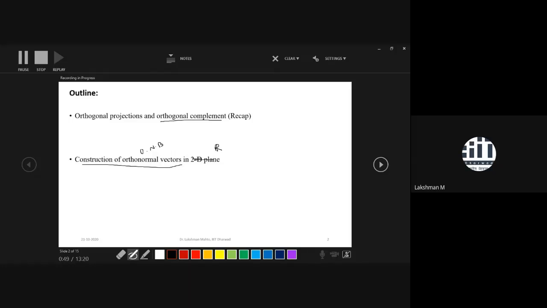In Rn also we can have a variety of subspaces: a one-dimensional line. A line passing through the origin is a subspace, a one-dimensional subspace. A plane is a two-dimensional subspace. 3D space is a three-dimensional subspace. Those kinds of things we can define here.